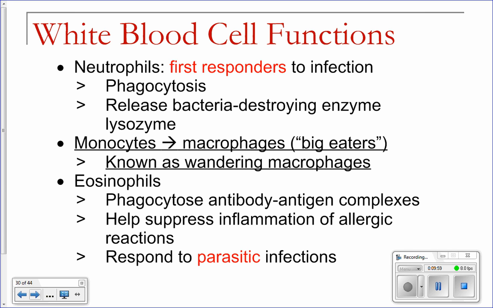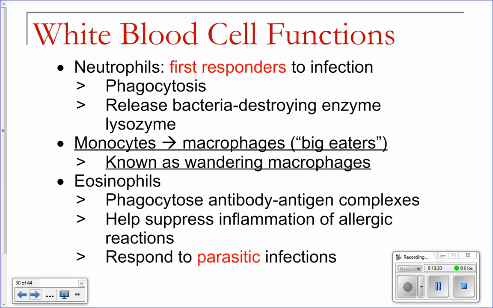and holding the front line until more of your white blood cells can get there and help them out. Okay, so neutrophils, first responders. So they're doing phagocytosis, which is eating other things, and they're also releasing enzymes that make bacteria die. All right. So neutrophils first, monocytes come second.